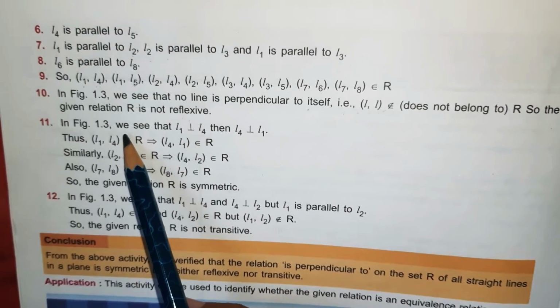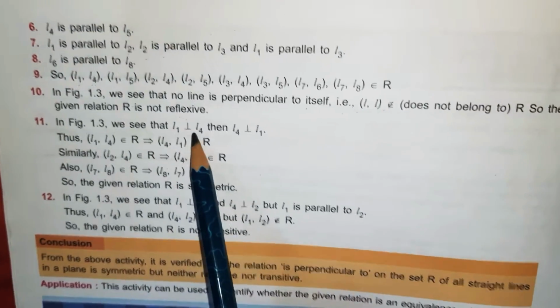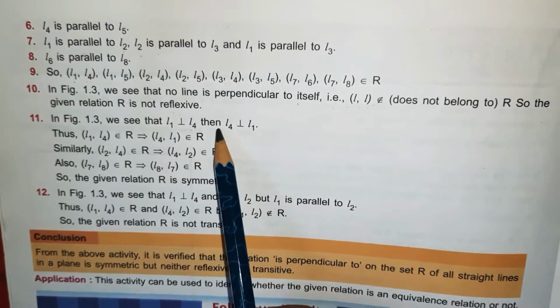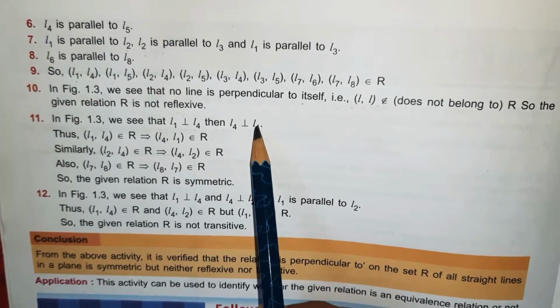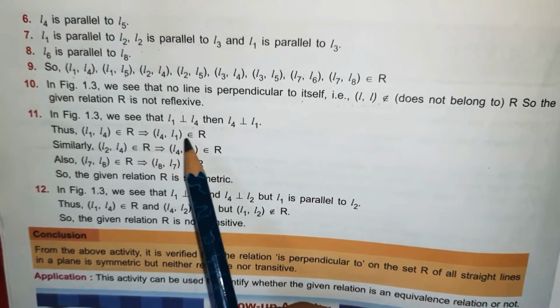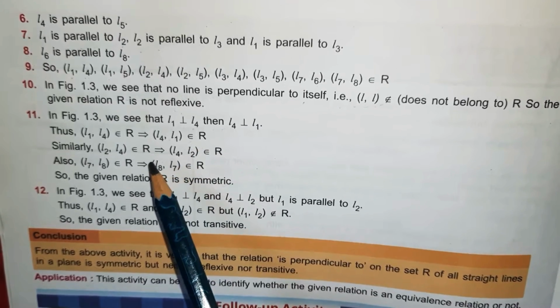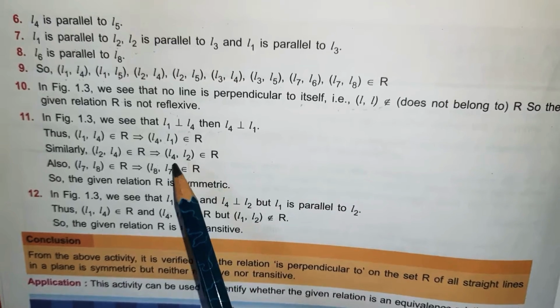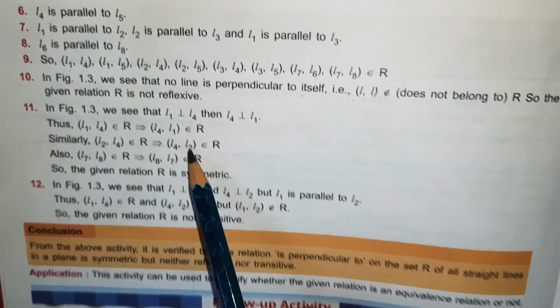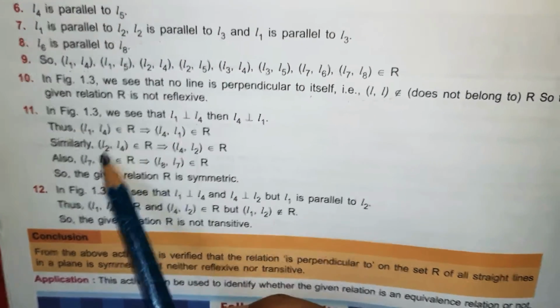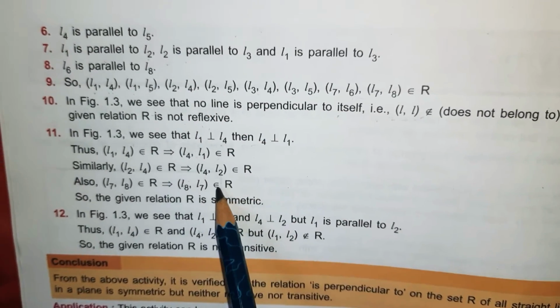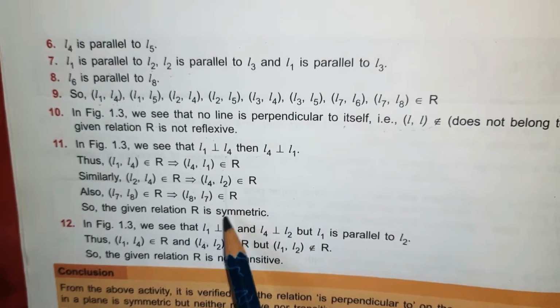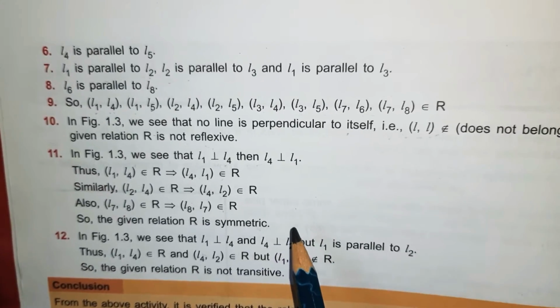In the next point, they are saying that we see that L1 is perpendicular to L4. Similarly, L4 is also perpendicular to L1. So that means this is the case of the symmetric. If I take any relation, if the first line is perpendicular to the second, then definitely the second line is perpendicular to the first line. So I can take any of the cases, I will get the same result. If it is true for all lines, that means this is symmetric as per the definition.